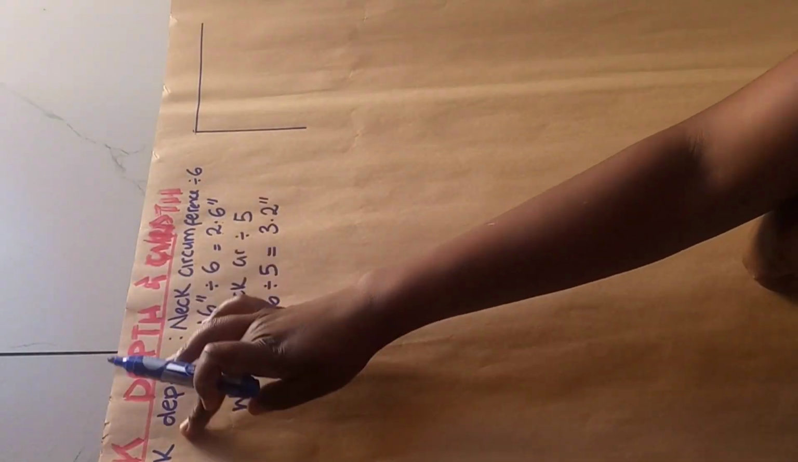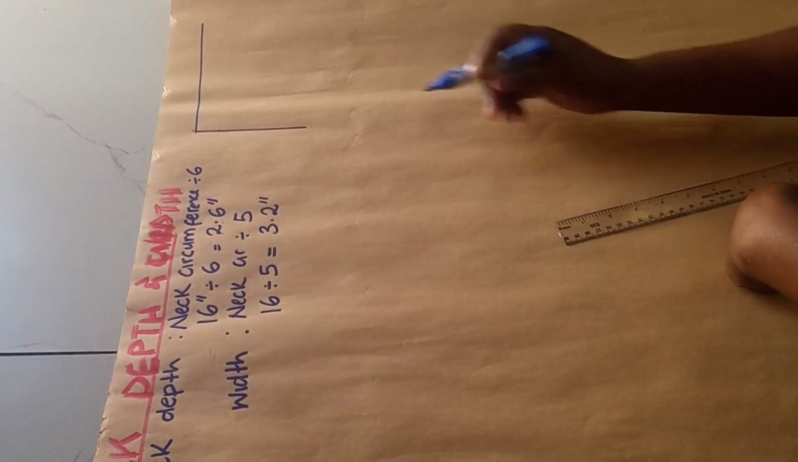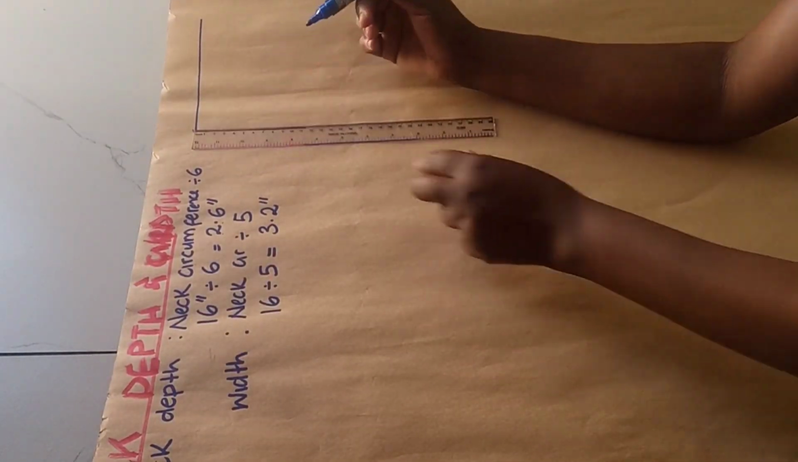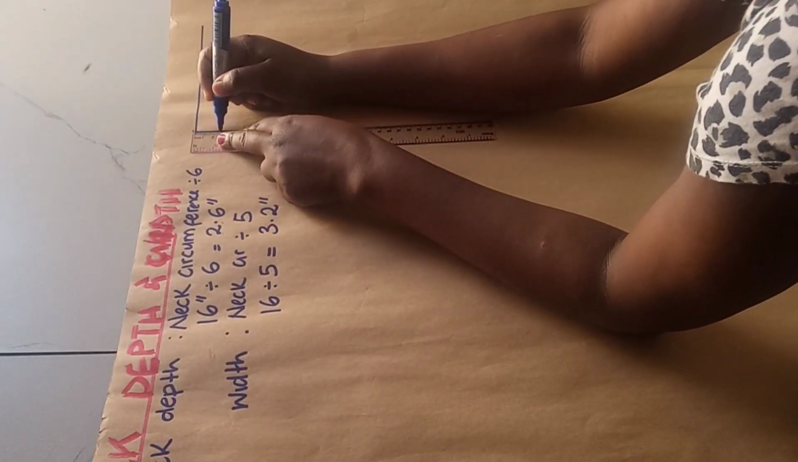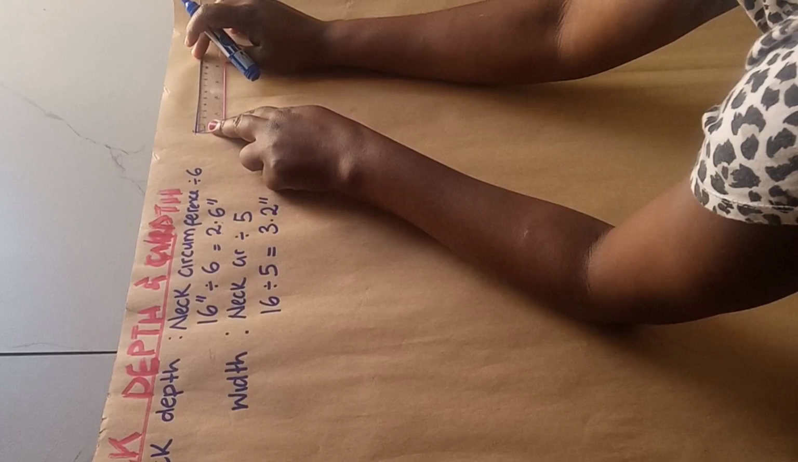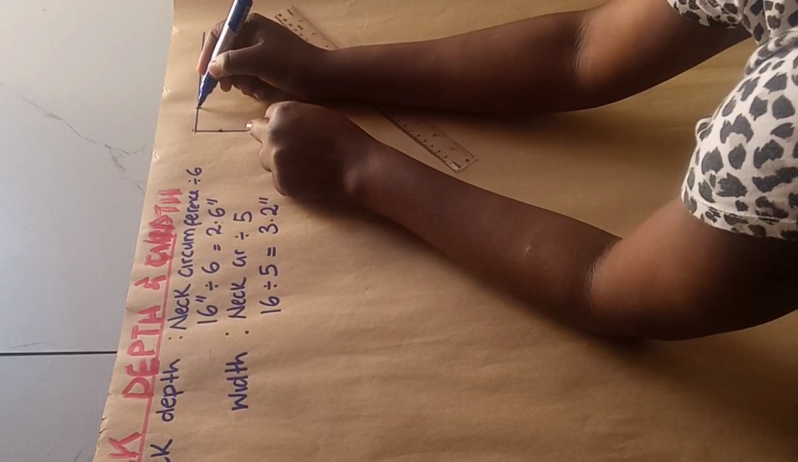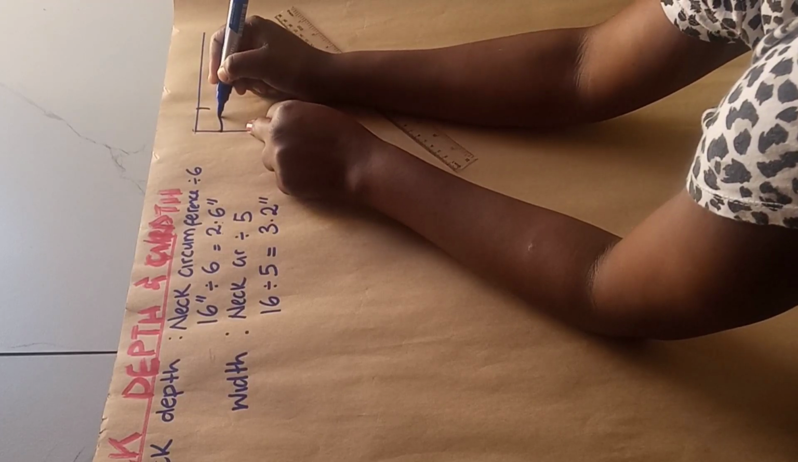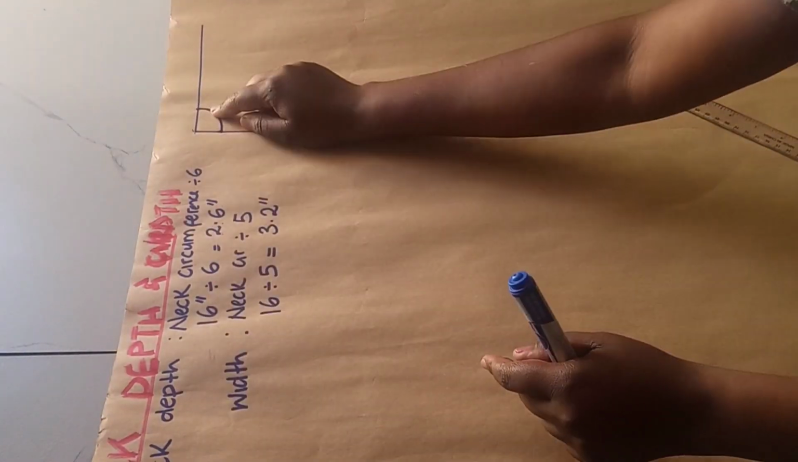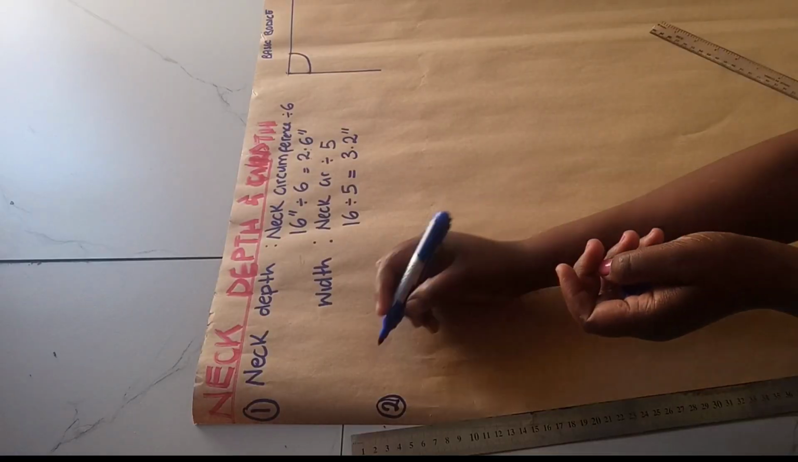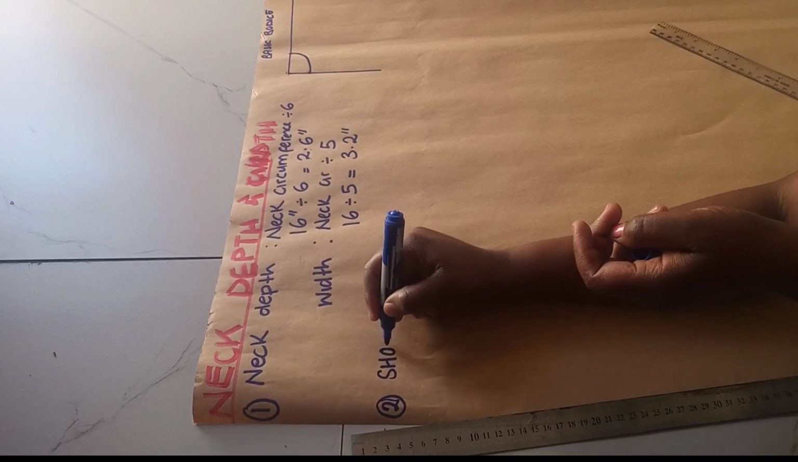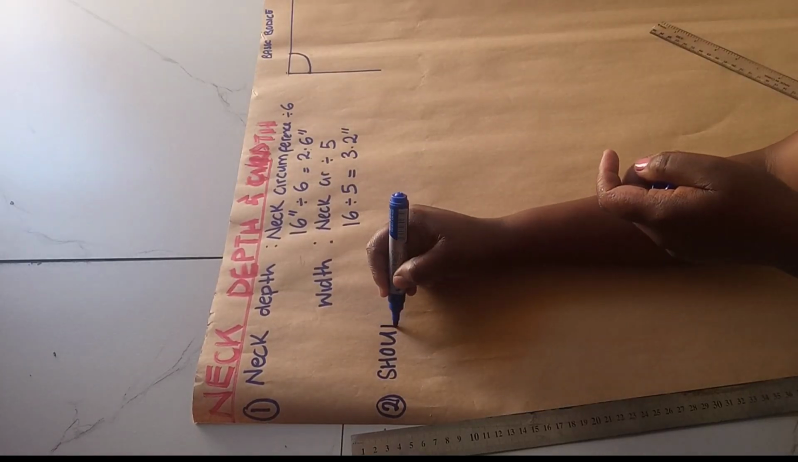So for the depth, the distance from here to here is what we're going to put. So 2.6 can be measured here. Then 3.2 for the width is measured there. I'm not using the actual measurements, guys, because I do not have enough paper to do that. So we've curved our neckline. Then we can go to our next measurement.